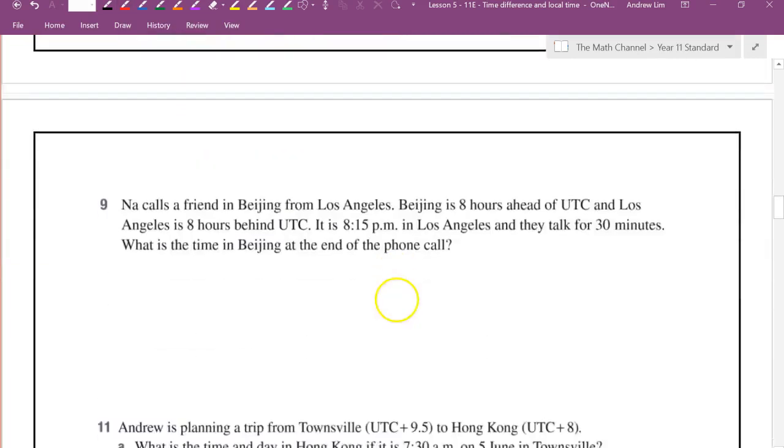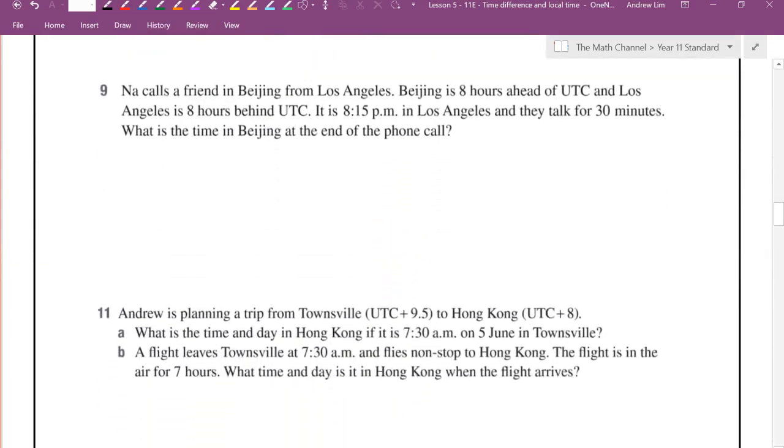Alright, I hope you're going well with this. Question 9. Na calls a friend in Beijing from Los Angeles. Beijing is 8 hours ahead of UTC. Los Angeles is 8 hours behind UTC. It's 8:15 p.m. in Los Angeles and they talk for 30 minutes. What is the time in Beijing at the end of the phone call? Make sure you read the question carefully. Have a go with this one.